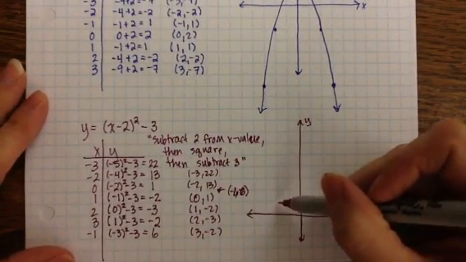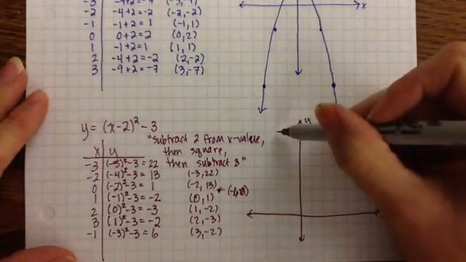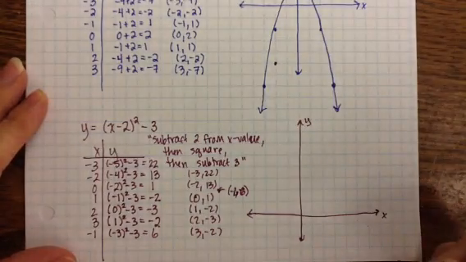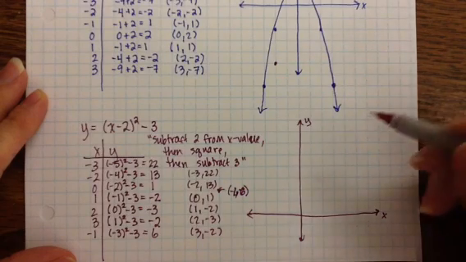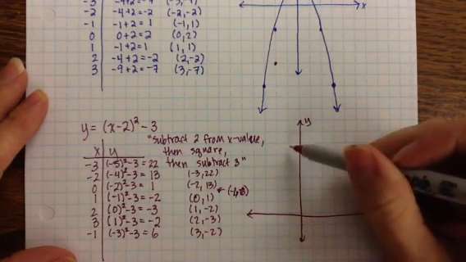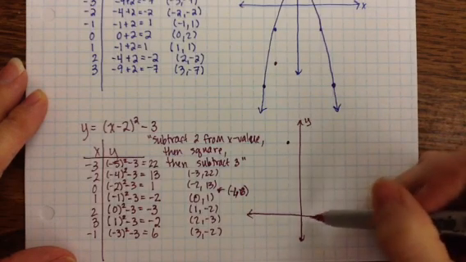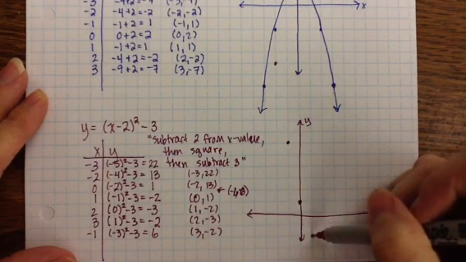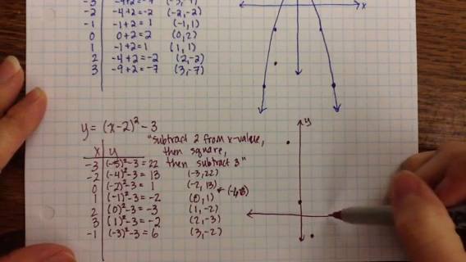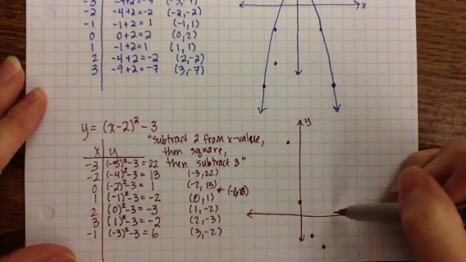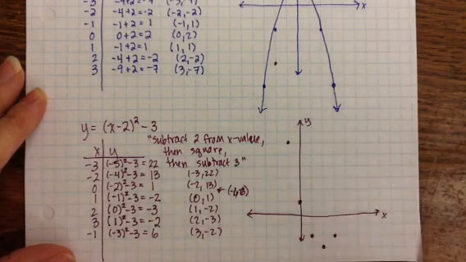Negative 2, 13. 1, 2, 3, 4, 5, 6, 7. That one's way up there also, but a little bit more reasonable. Then we have negative 1, 6. That's better. 0, 1. 1, negative 2. 2, negative 3. And 3, negative 2.